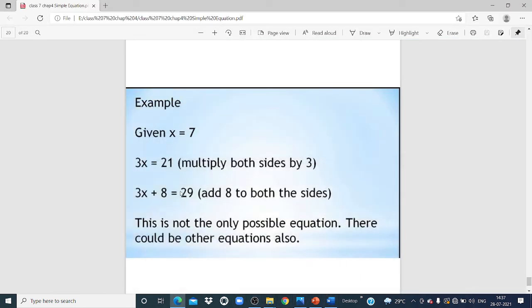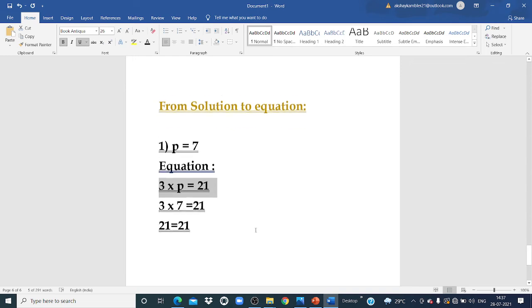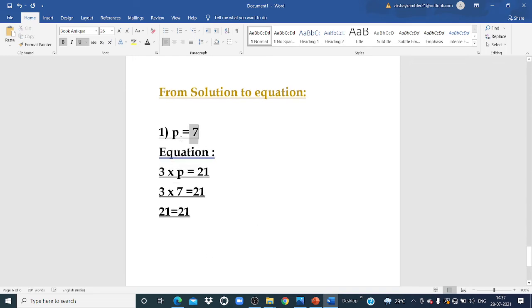3p is equal to 21. Or else I can write 3x plus 8 is equal to 29. Correct? Add 8 to both sides. This is not the only possible equation, there can be more equations like this. Or I can write x is equal to 7. No, I can write simply p is equal to 7. For the same solution, this is your equation number A. This is your first equation.